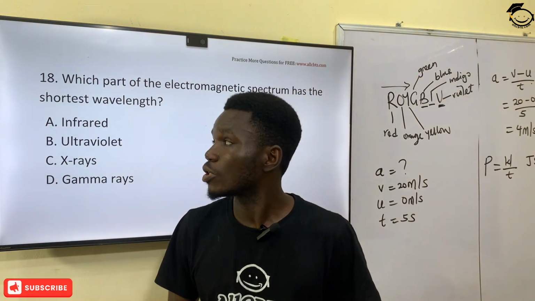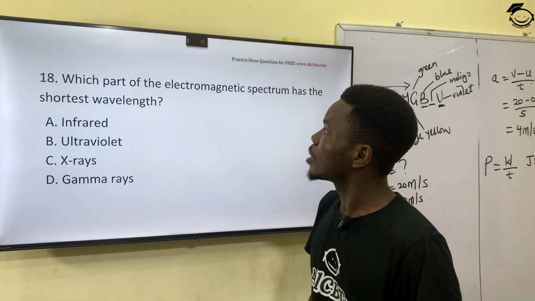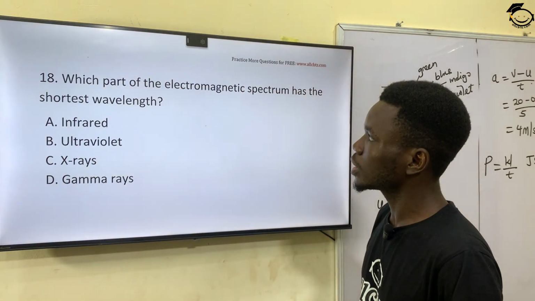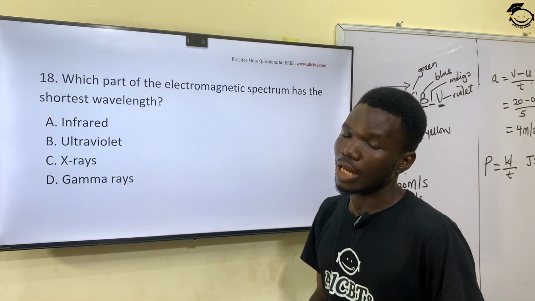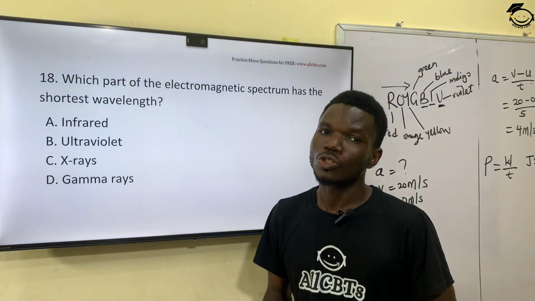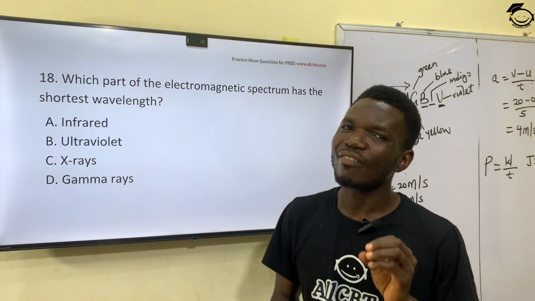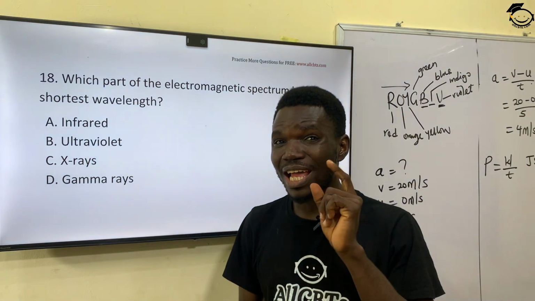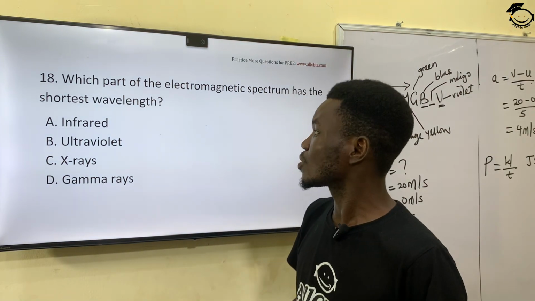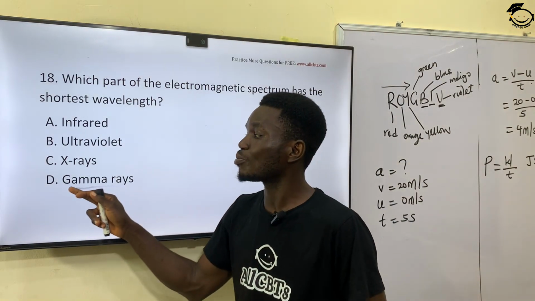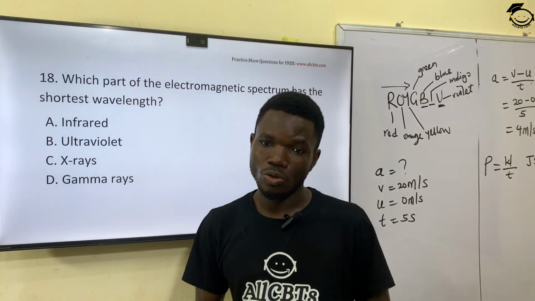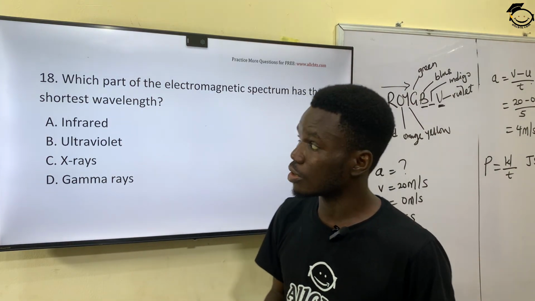So that takes us to question number 18, which says which part of the electromagnetic spectrum has the shortest wavelength? Now, in the electromagnetic spectrum, you discover that the gamma rays have the least wavelength. They may have the highest energy, but they have the least wavelength. That is option D. So that takes us to the next question, which is question number 19.